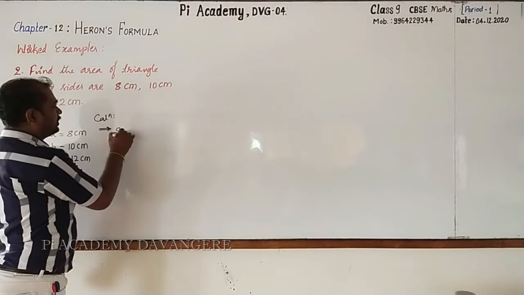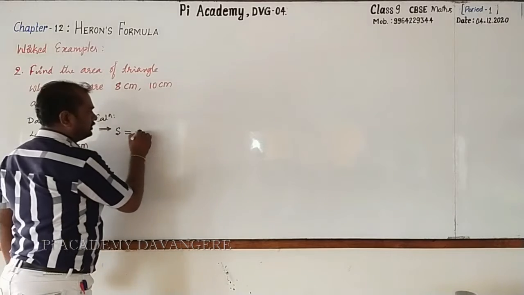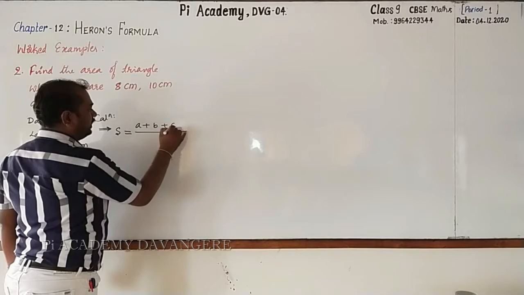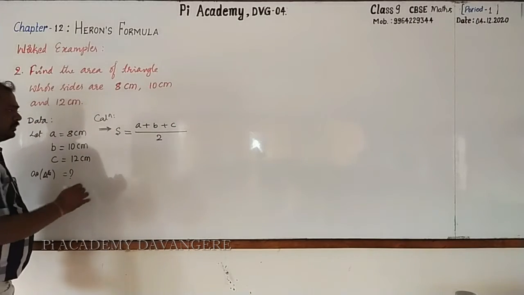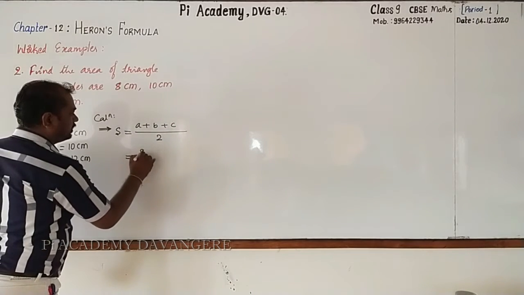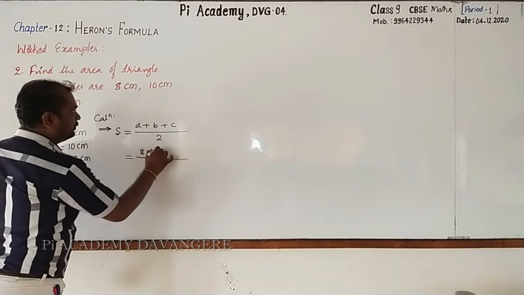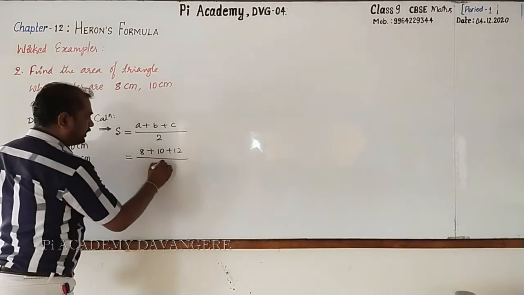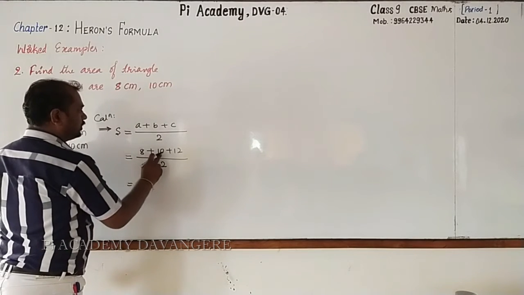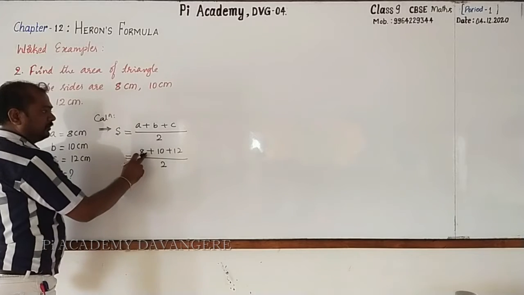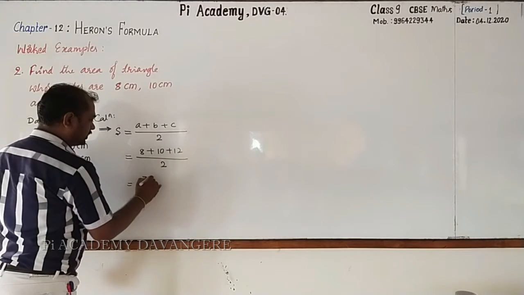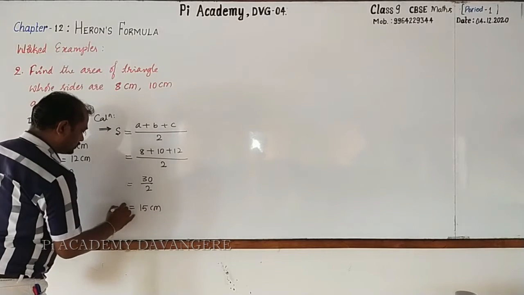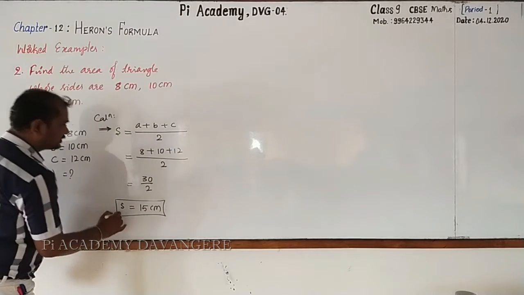So what is the formula used to find out semi-perimeter? Yes, it is A plus B plus C whole divided by 2. Now go for substituting. A is 8 centimeter, B is 10 centimeter and C is 12 centimeter, divided by 2. What is 10 plus 8? 18. Plus 12? 30. 30 by 2. This is 15 centimeter. So semi-perimeter is 15 centimeter.